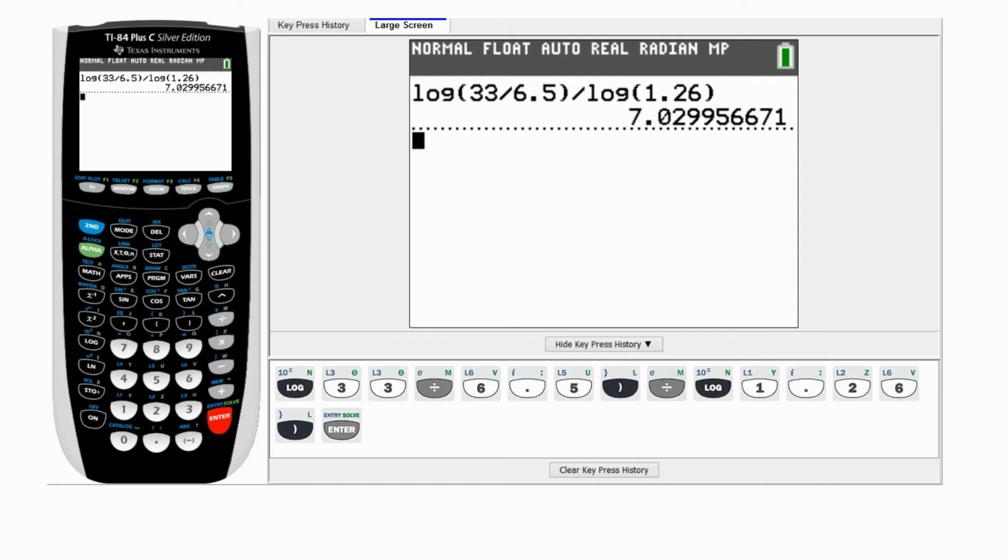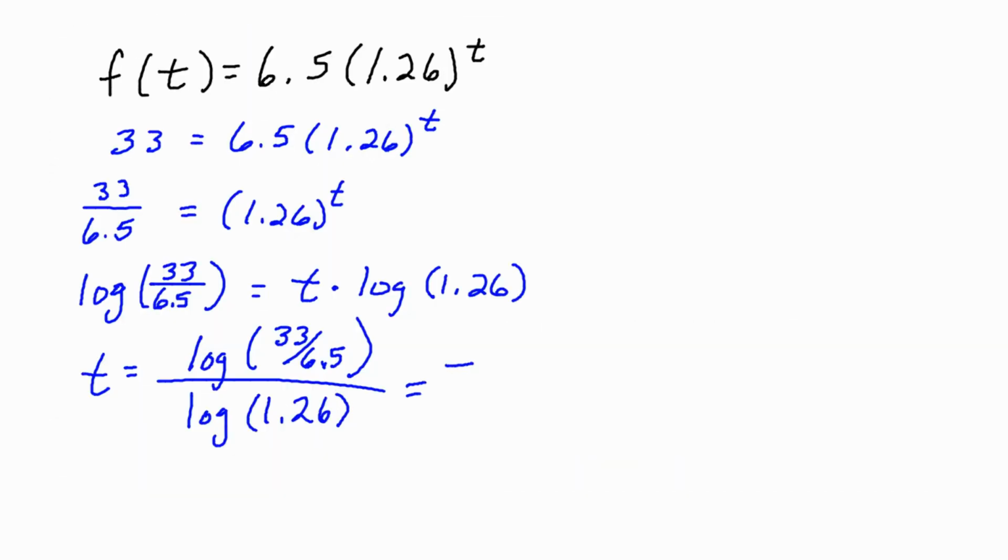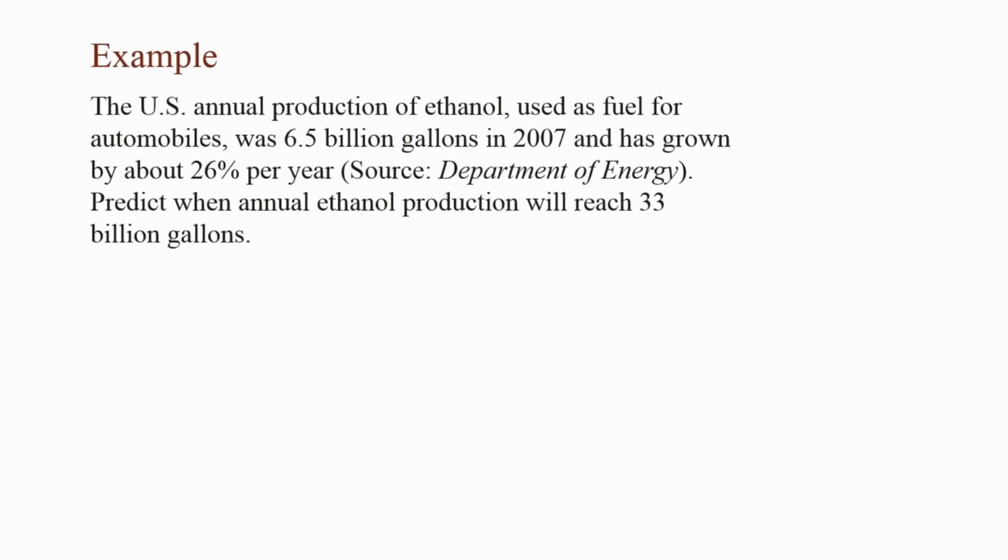7.029956671. If we round to the nearest tenth, that will give me 7.0. So t equals 7.0, or just 7. Since t equals 7, and we started in the year 2007, that gives us 2014. The ethanol production will reach 33 billion gallons in the year 2014.